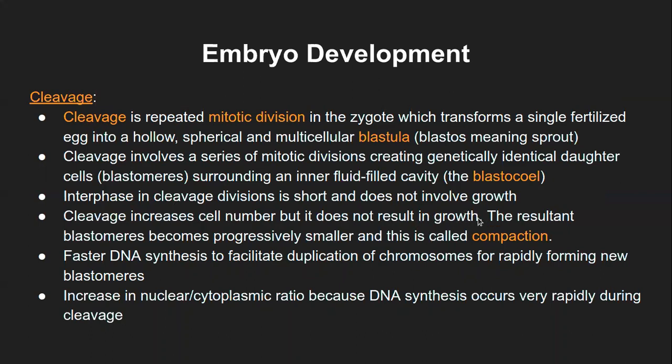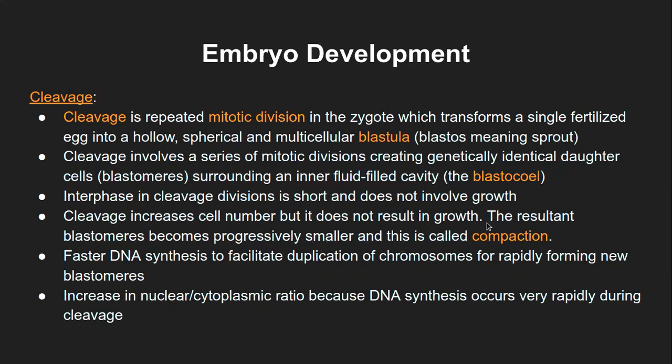Now, growth here does not mean growth in terms of size. Obviously, when you create one cell, two cells, and so on, 1, 2, 4, 8, the size will increase a bit, right? But it does not mean growth towards the embryonic growth. It is just one of the stages required during the cleavage step of embryo development. So the resultant blastomeres, the mitotically divided zygote cells, become progressively smaller, and this is called compaction.